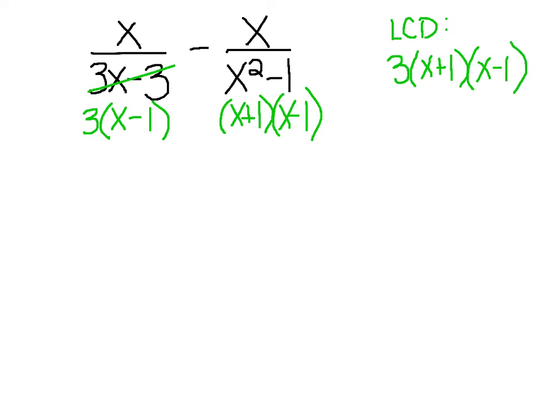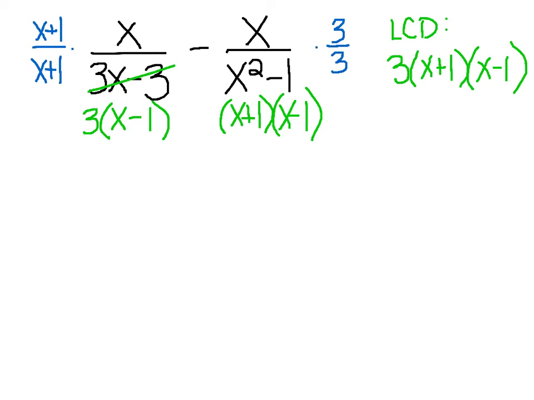So now step 2, I need to rewrite each expression using the LCD. So for this first one, we have 3 times x minus 1. And basically, I'm going to have to multiply each one by x plus 1 to give us that missing factor. In the second one, the only thing that's missing is 3. So I'm going to have to multiply by 3 over 3. Because remember, we're only multiplying by 1 so that we're not changing the value. We're just manipulating it.